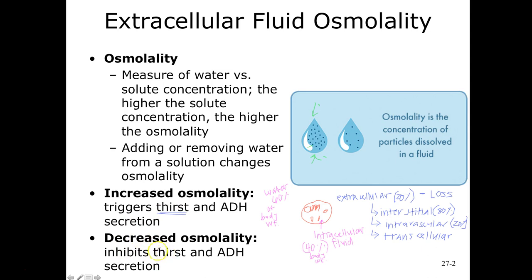Okay, so with decreased osmolality, we are creating a hypotonic fluid and we are going to decrease the solute particles within our extracellular fluid compared to that of our intracellular fluid. And now we are going to have a cell that is going to swell. So we have a shift of the fluid from our extracellular fluids into our intracellular compartment. Okay.